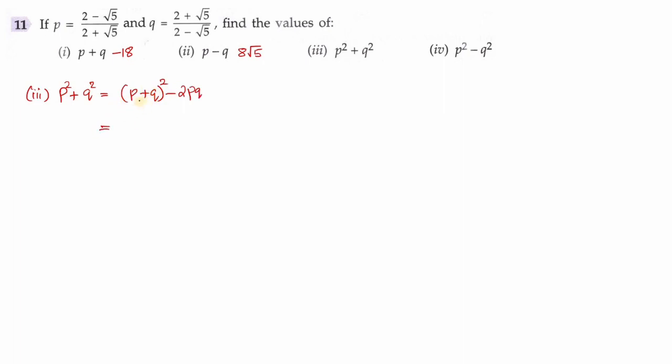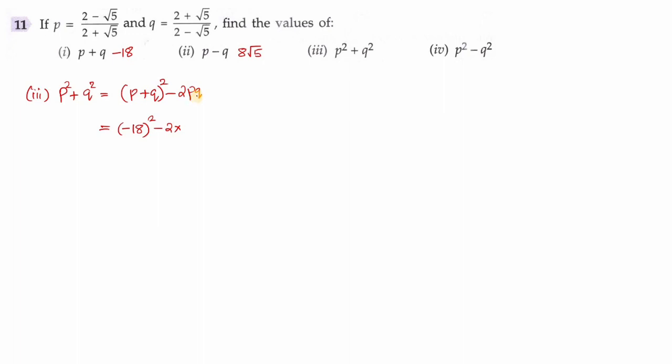P plus q is minus 18, so it is whole square, minus 2 into pq. P into q, basically. So how do you find p into q? We have found the value of p, we have found the value of q.